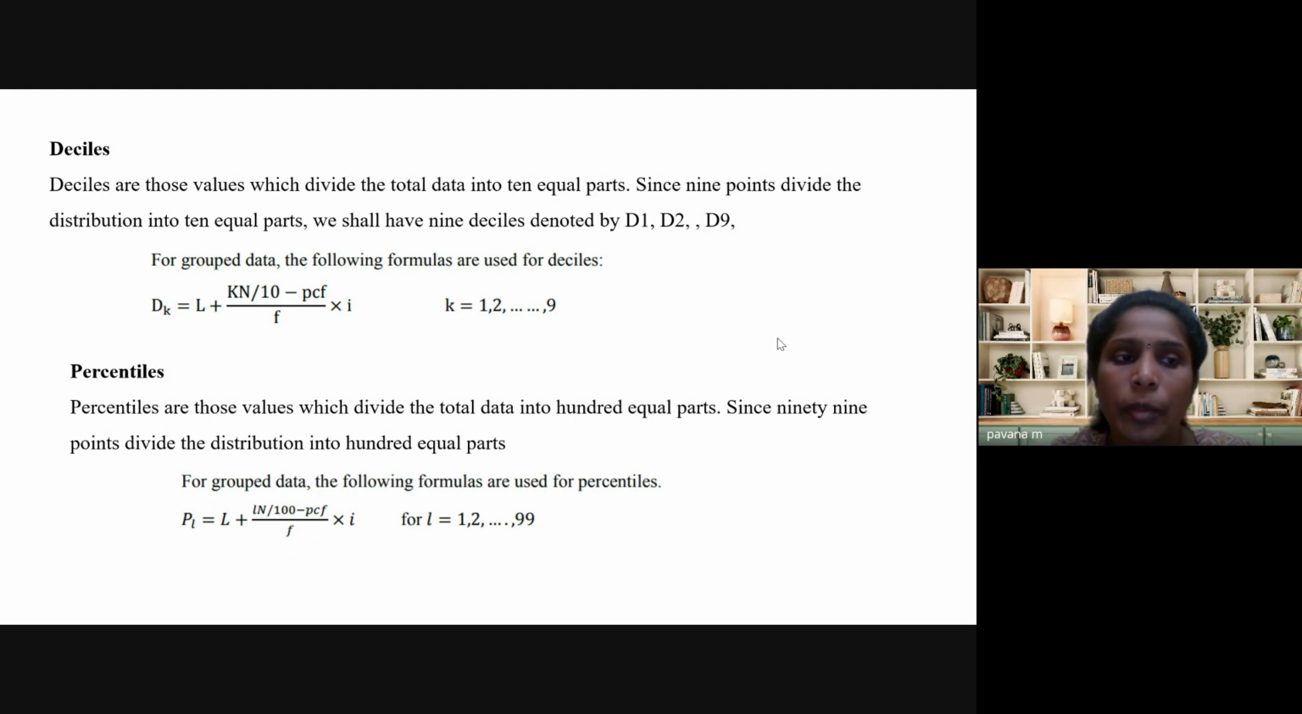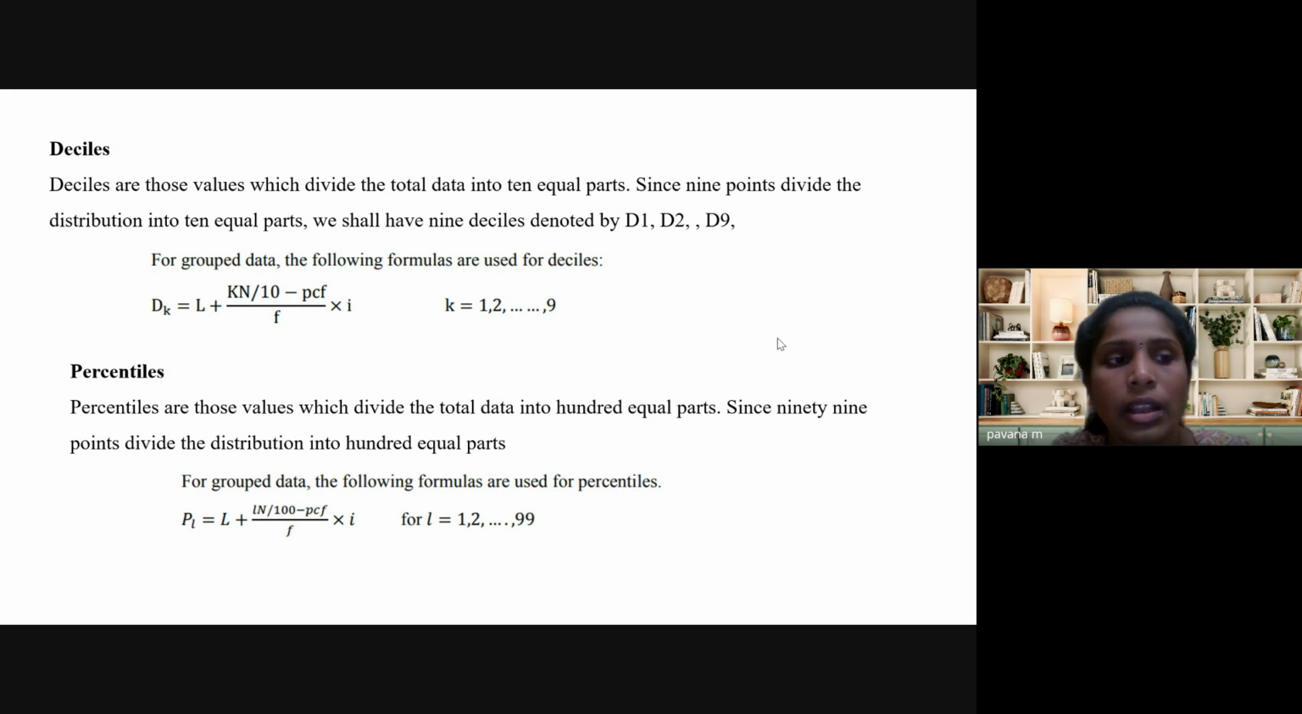Then what is the next topic? Deciles. Deciles means you are dividing the distribution into 10 equal parts. In quartile, we divide the distribution into 4 equal parts; in decile, into 10 equal parts. For dividing the distribution into 10 equal parts, how many points do you require? 9 points. That's why in decile you have D1 to D9. In quartile we use Q as a symbol, Q1, Q2, Q3; for decile we use D, D1, D2, D3 up to D9.